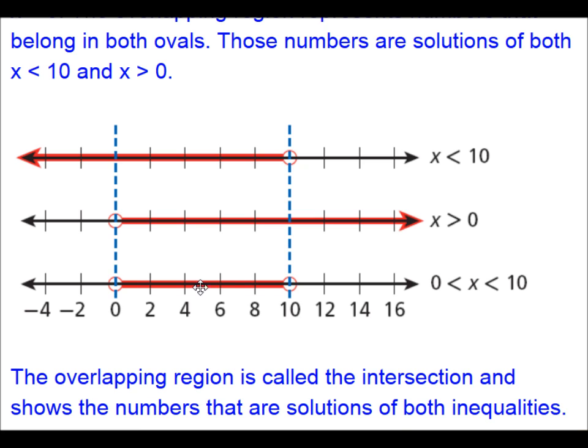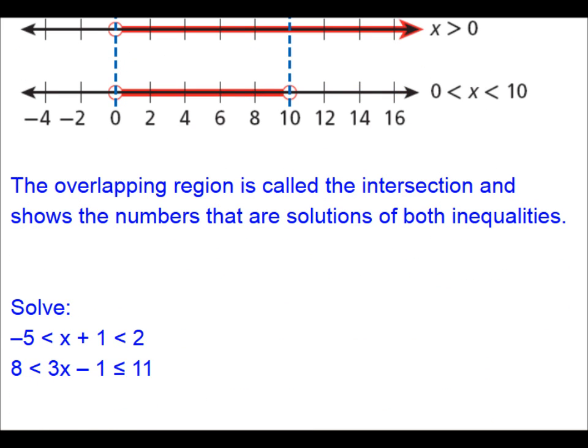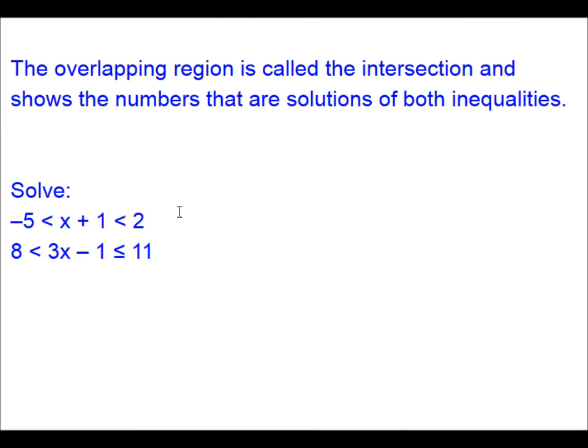So from here to here, 0 to 10, not including 0 and 10, is the solution of the intersection, the overlapping region. Let's solve these two examples. It says minus 5 is less than x plus 1 is less than 2.